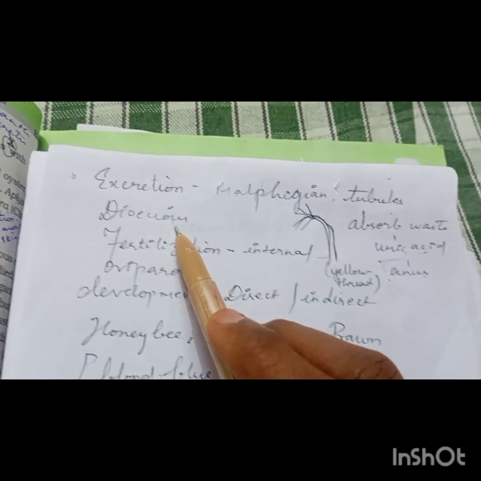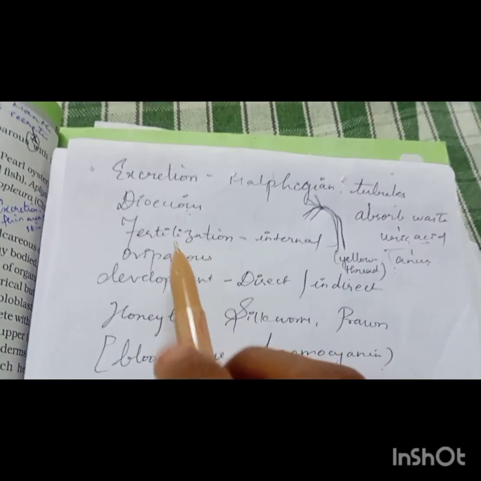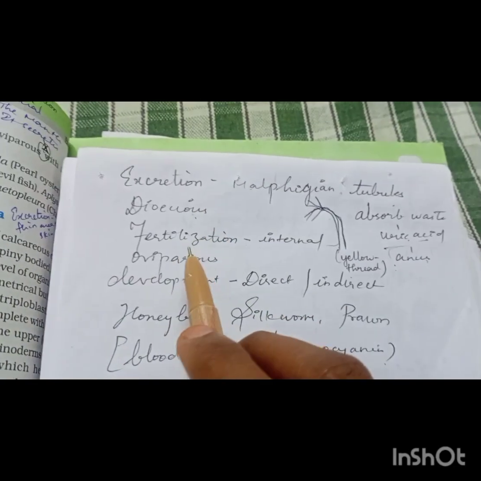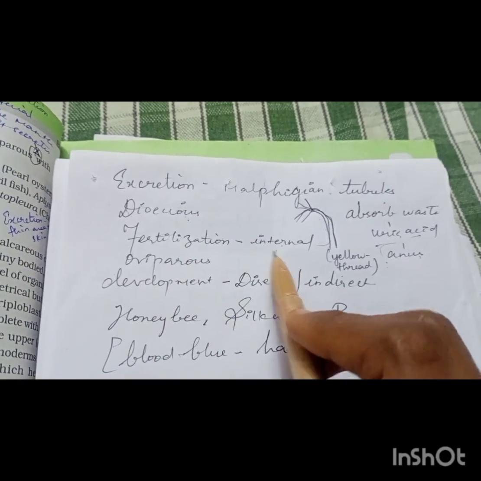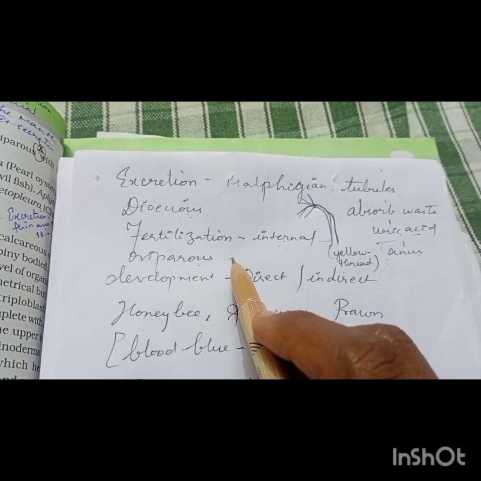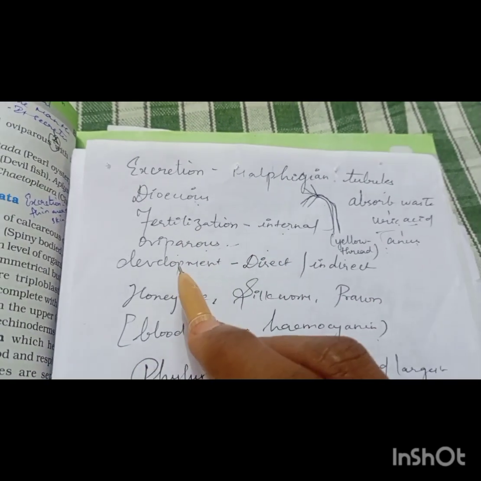So they are dioecious. Male and female are separate organisms. Fertilization is internal. Fusion of male and female gametes will take place inside the body. Oviparous means they will lay eggs. From the eggs only the young ones will come out.